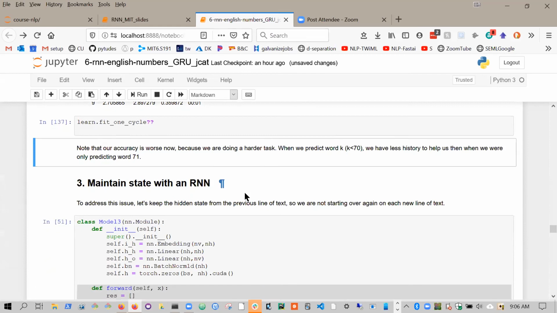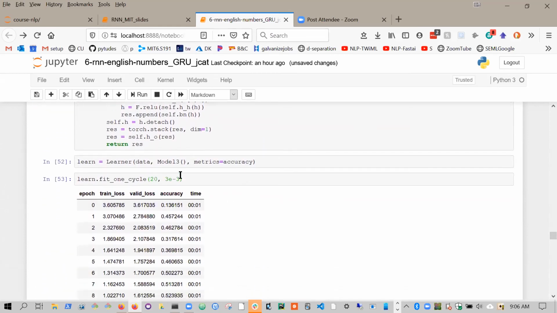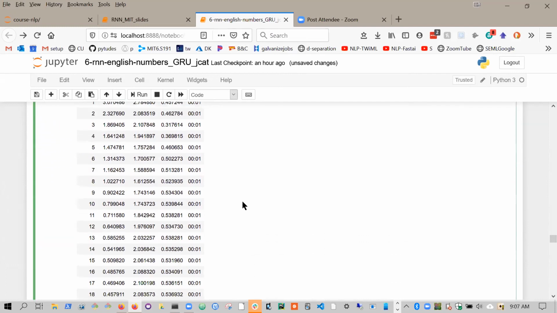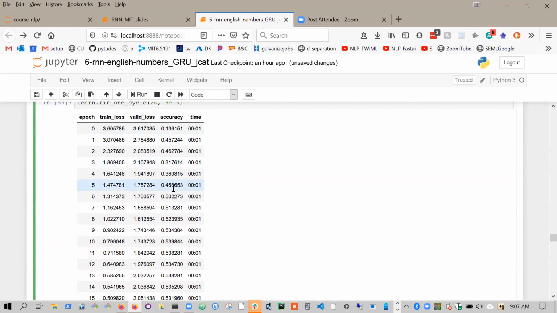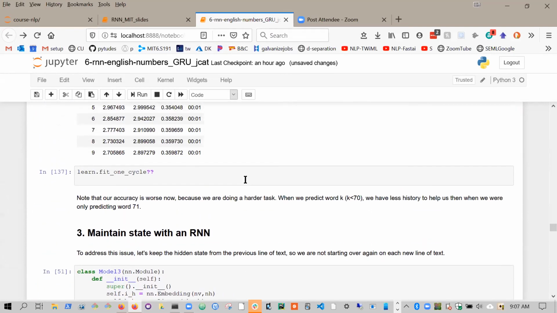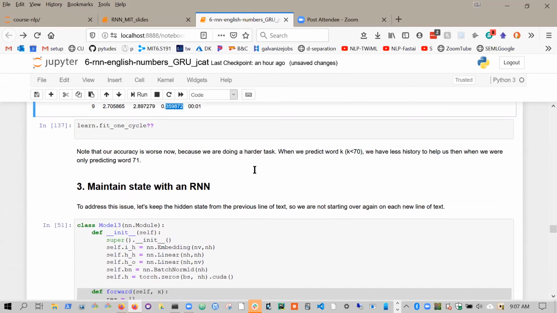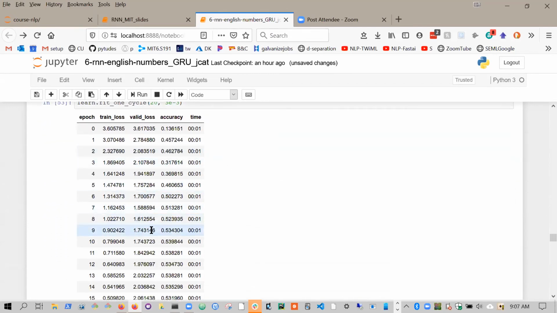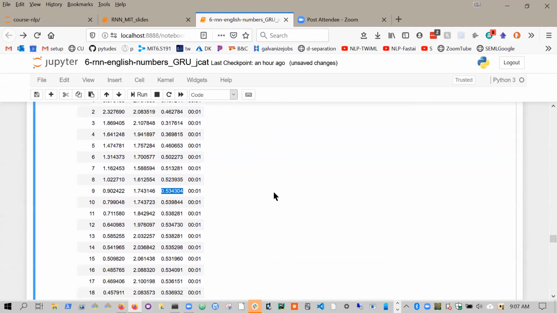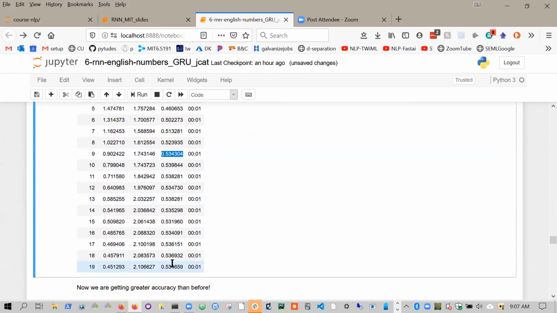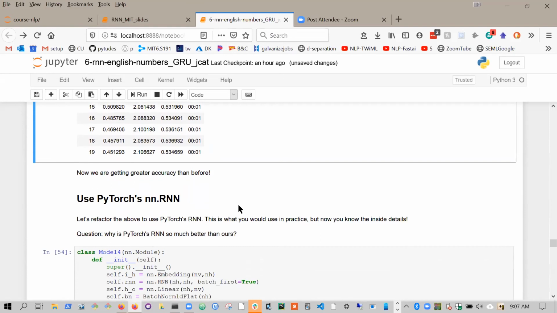Here, for the next learner, he just leaves it at 0.3 for the RNN. Fit one cycle for 20 epochs, and let's see, after 9 epochs it was 36% accuracy. And here, after 9 epochs, it's already up to 53%. So it really has given an improvement. It seems to get stuck at 53 and doesn't get any better after you go up to 20 epochs. But the point is that you're getting a lot better. 53 is a lot better than 39%.